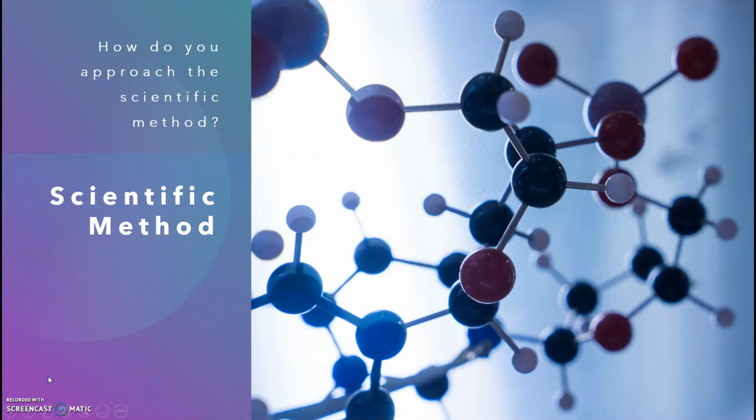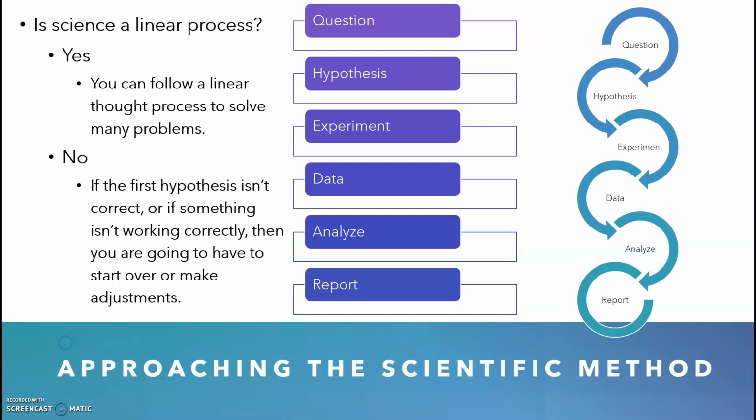This video is going to talk about elements of the scientific method. So we're going to look at how scientists approach the scientific method and experimentation. The first question we're going to ask ourselves is: is science a linear process, and is the scientific method a linear process? And the answer to that is both yes and no.